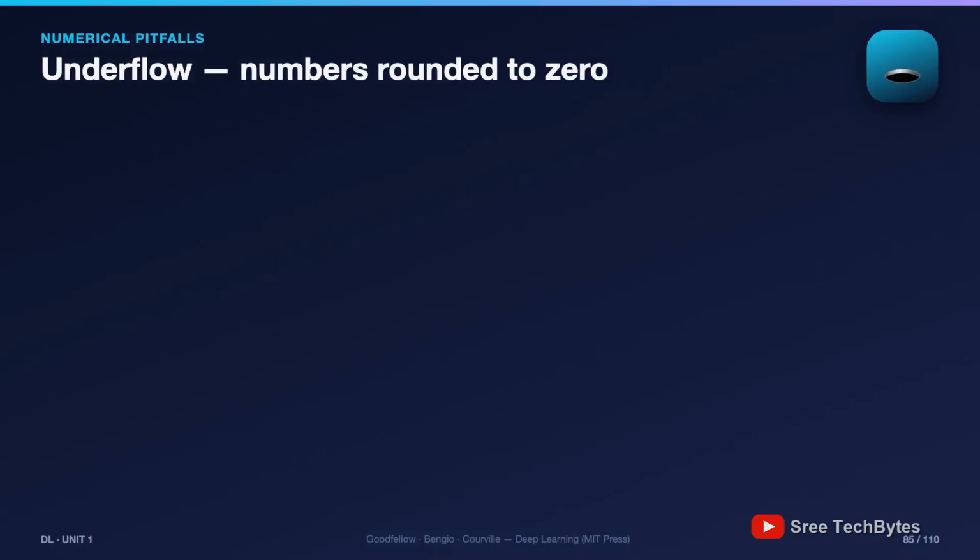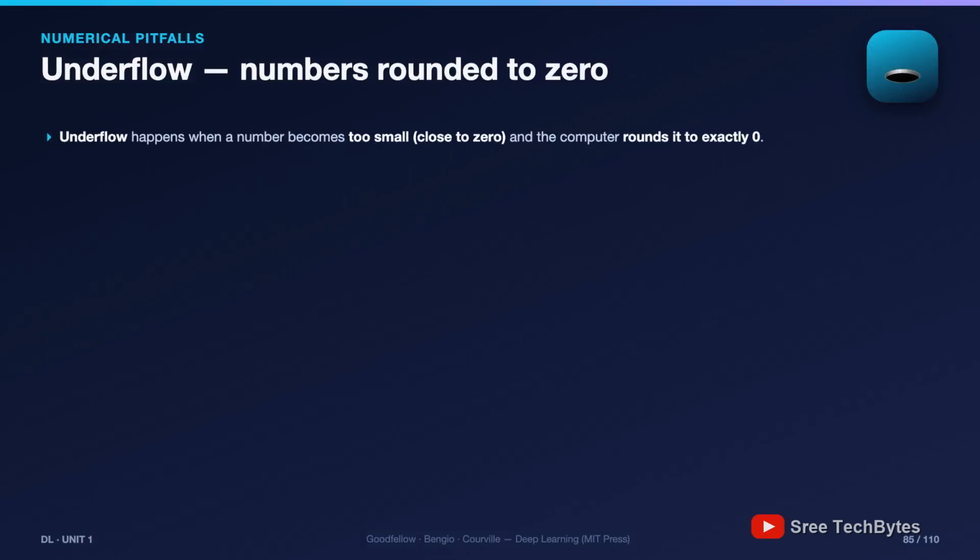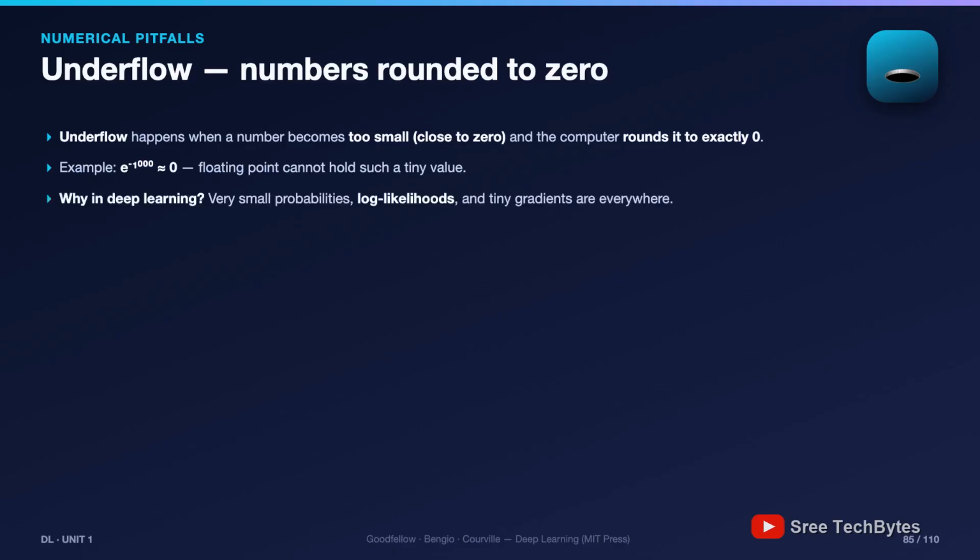The mirror problem, underflow. A number becomes too small, so close to 0 that the computer just rounds it to 0. e to the minus 1000, an unimaginably tiny positive number. Floating point can't hold it, it becomes exactly 0. And here's why underflow is actually sneakier than overflow. Overflow announces itself: infinity, NaN, alarms everywhere. Underflow is silent. Values quietly become 0, gradients quietly die, learning quietly stops. And log of 0 is minus infinity, your probability calculations implode. No error message, just a model that mysteriously won't learn.